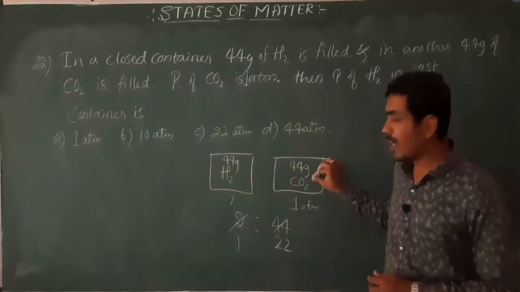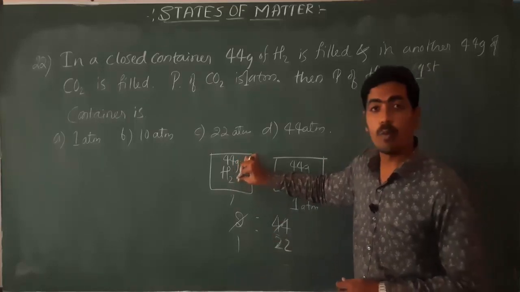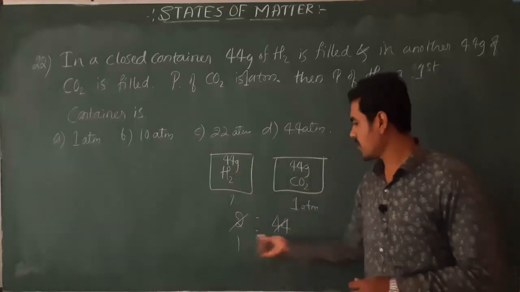Okay, here only 1 mole of CO2 is there, but here how many moles? 22 moles are there. Simply you have to take the ratio.